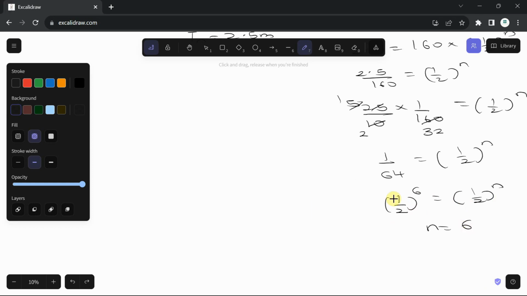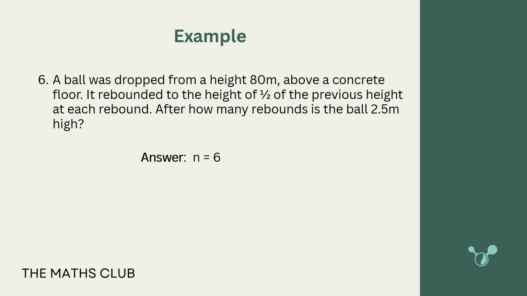So if by chance you don't know how we got 2 raised to the power of 6 to be 64, you can do the long division: 2 in 64 is 32, 2 in 32 is 16, 2 in 16 is 8, 2 in 8 is 4, 2 in 4 is 2, 2 in 2 is 1. And how many 2's do you have? You have 1, 2, 3, 4, 5, 6. So that is how we knew that 2 raised to the power of 6 will equal 64. So you can see that n is equal to 6, and that's correct. Let's go to the next question.